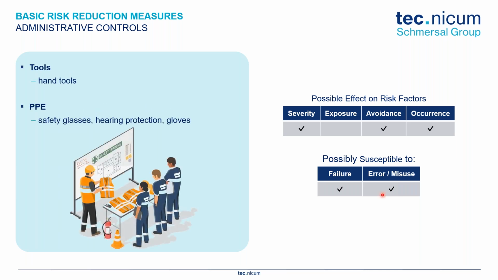Tools, PPE, separating personnel from the hazards. Again, we can put tools and PPE on the same slide because it checks similar boxes. High level risk reduction measures: elimination, substitution, engineering controls, administrative controls. Again, you've probably seen that inverted triangle for the hierarchy of control measures.